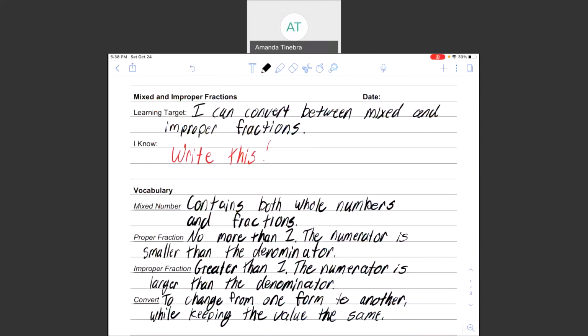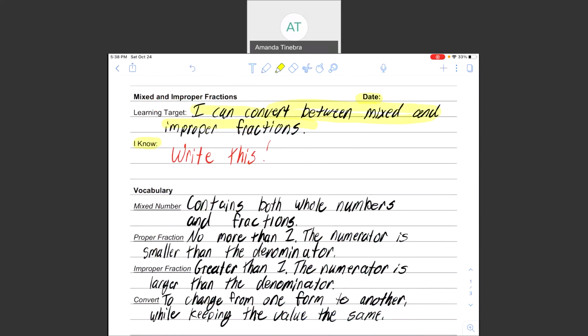In this video, we are talking about converting between mixed numbers and improper fractions. So our learning target today is: I can convert between mixed and improper fractions. Please make sure you write down the date for the day you're watching this in your notes. Write down what you already know about mixed numbers and improper fractions.